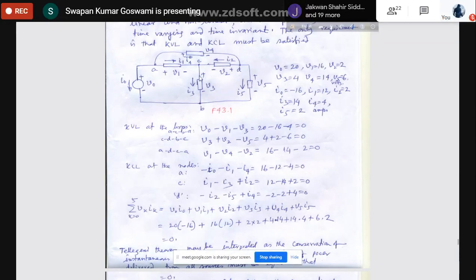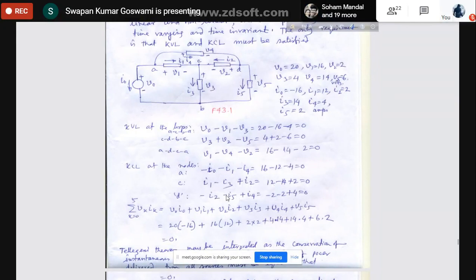At node C, the currents that are meeting are I3 going out, I2 coming, and I1 also entering. So I1 and I2 are entering, positive, and I3 is going out, so it is negative. Putting the values, again you are getting 0. That means Kirchhoff's current law is satisfied at node C by the currents given.